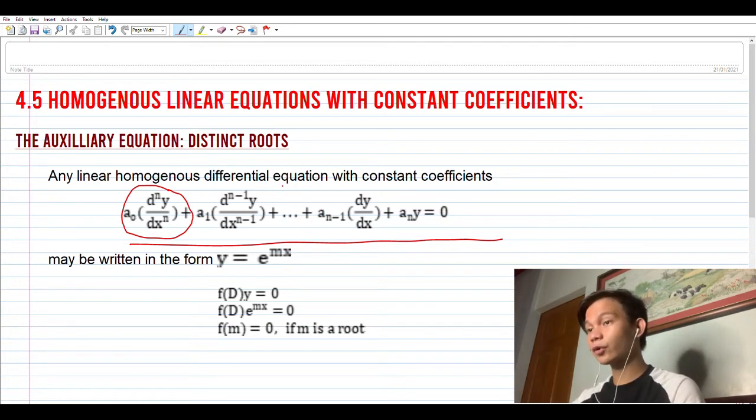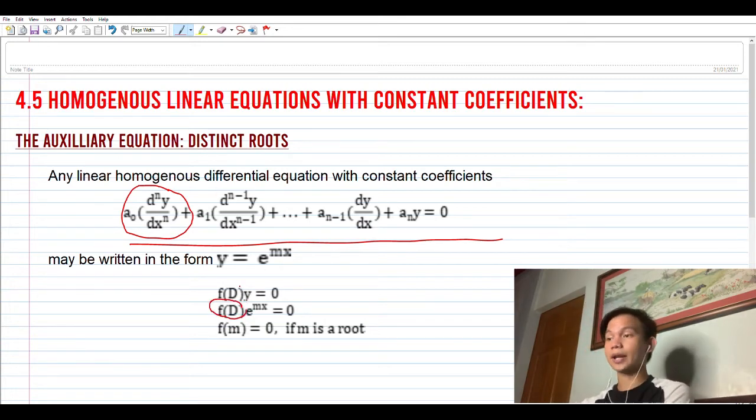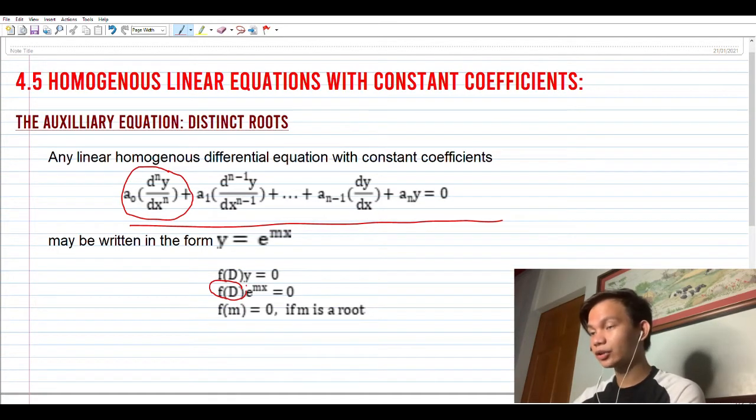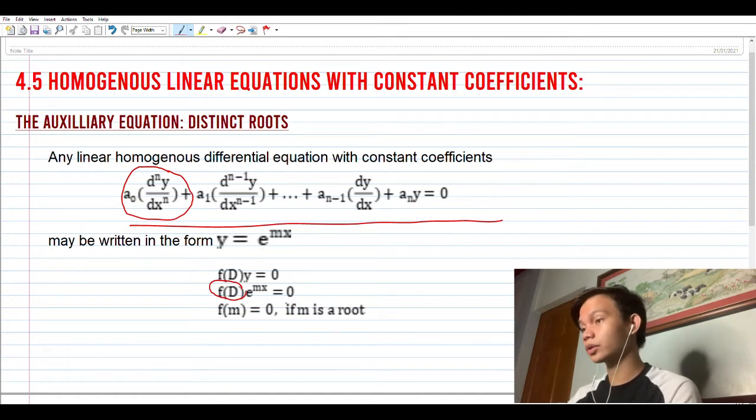But this form may also be rewritten in the form f of D times y is equal to 0. Since y is equal to e raised to the power of mx, we can substitute it into this equation. Therefore, we get f of D times e raised to the power of mx is equal to 0, wherein f of D here is called the differential operator. And now we substitute m into the differential operator, and then we get f of m is equal to 0 if m is a root.